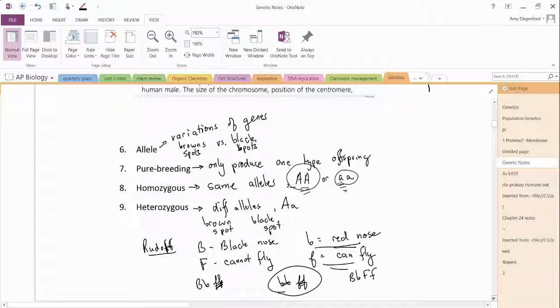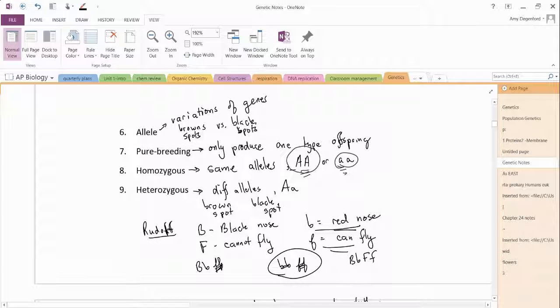Heterozygous means that you have different alleles, so a big A and a little a. So a parent might give their child a brown spot allele or a black spot allele.